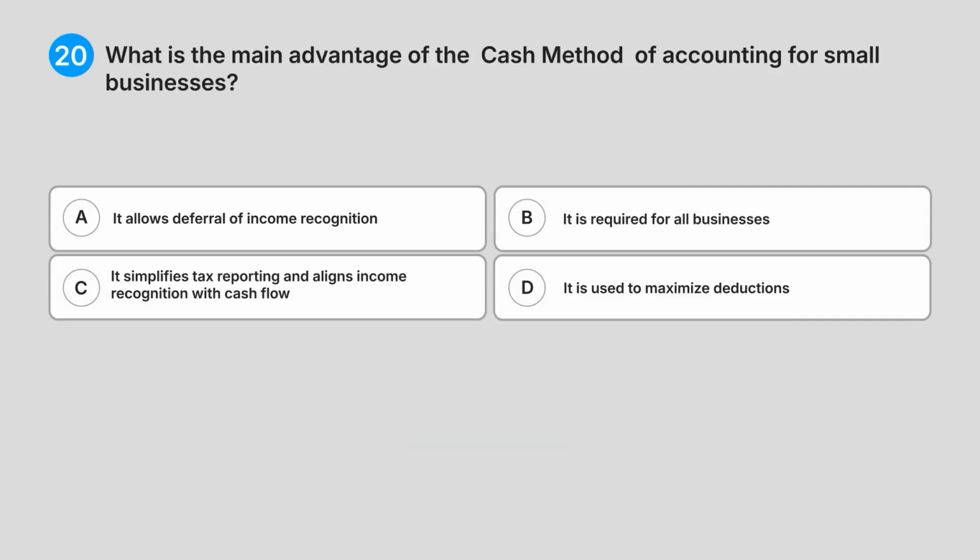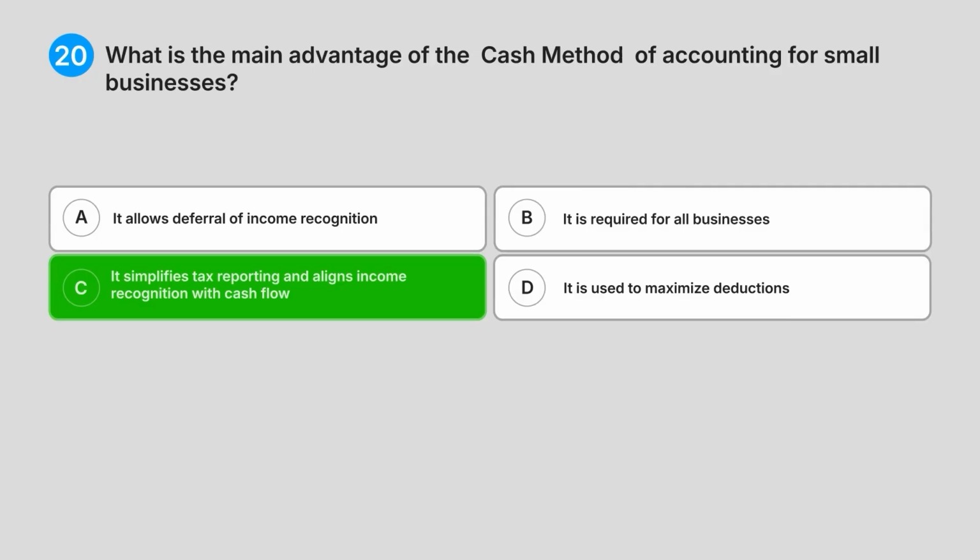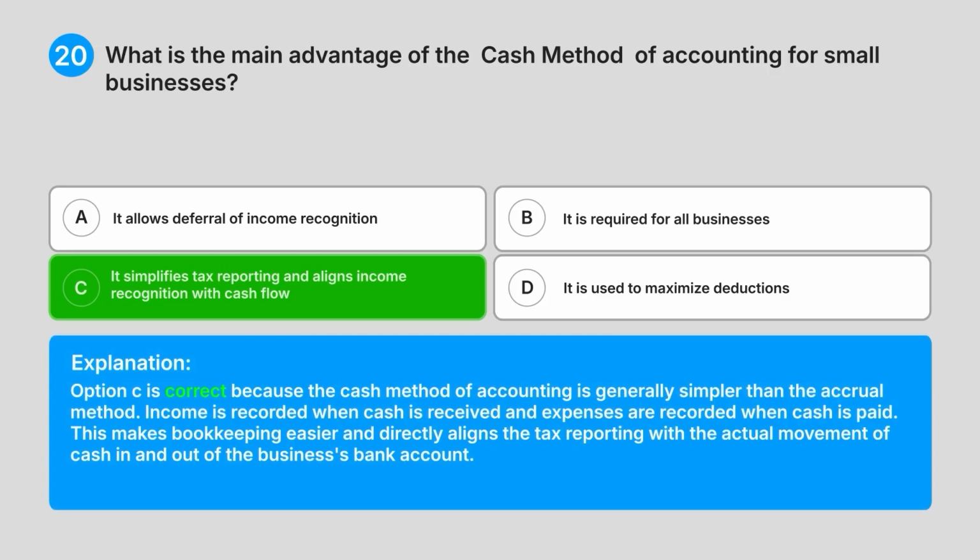Correct answer: C. It simplifies tax reporting and aligns income recognition with cash flow. Explanation. Option C is correct because the cash method of accounting is generally simpler than the accrual method. Income is recorded when cash is received, and expenses are recorded when cash is paid. This makes bookkeeping easier and directly aligns the tax reporting with the actual movement of cash in and out of the business's bank account.